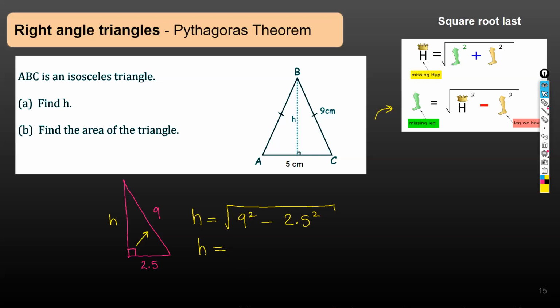Right. So when I work this out, if I round it off to 2 decimal places properly, I'm getting 8.65 centimeters. Now you have to try to round off properly.